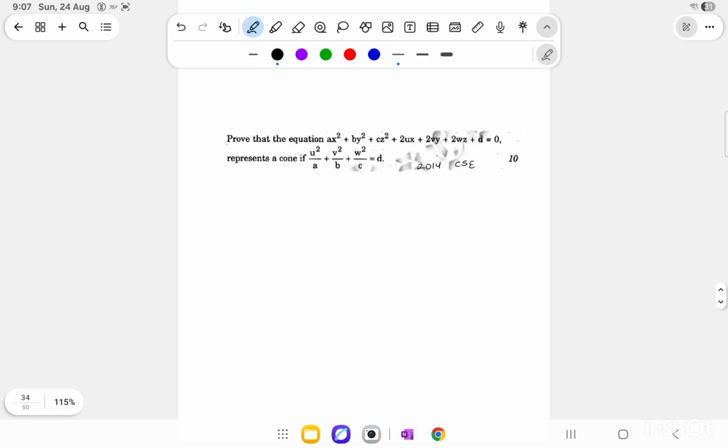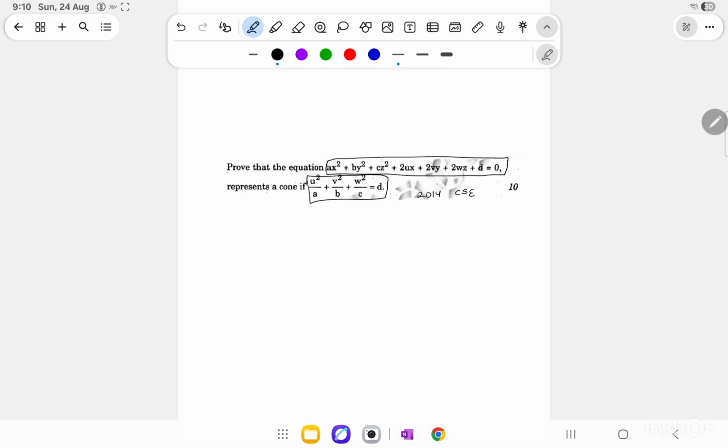The next question says, prove that the equation ax square plus by square plus cz square plus 2ux and so on represents a cone if this relation is satisfied. So we are supposed to prove that this equation represents a cone if this relation is satisfied.